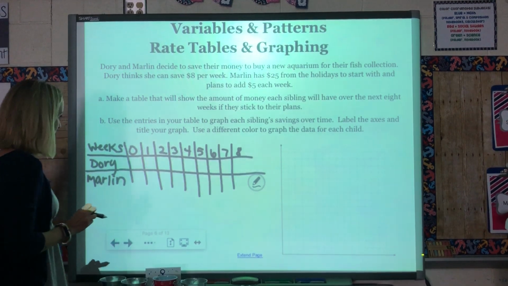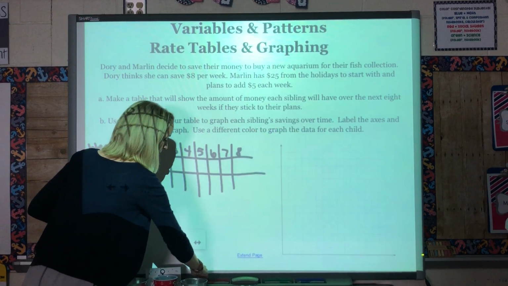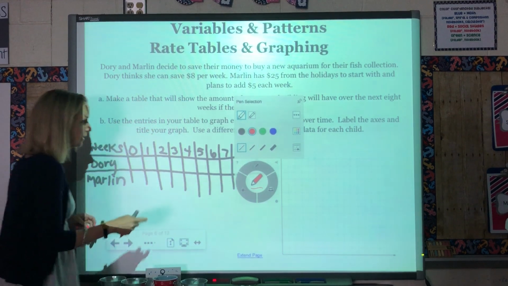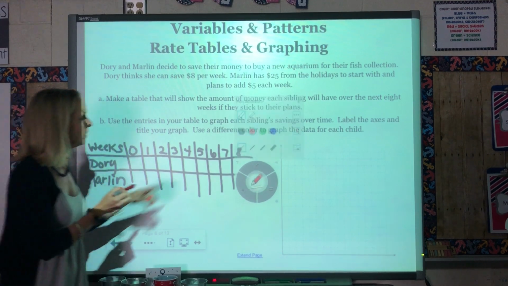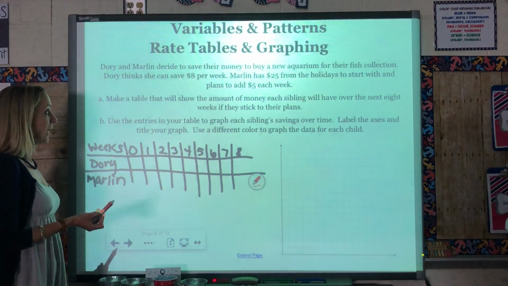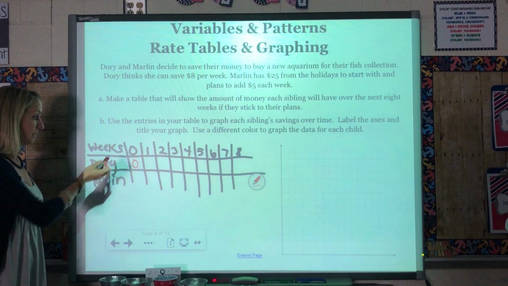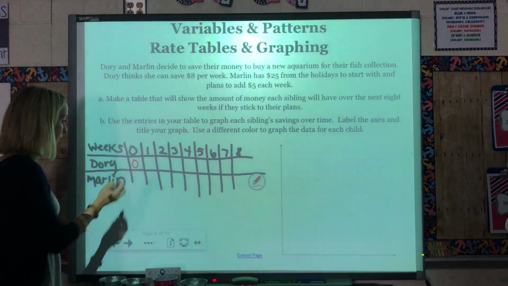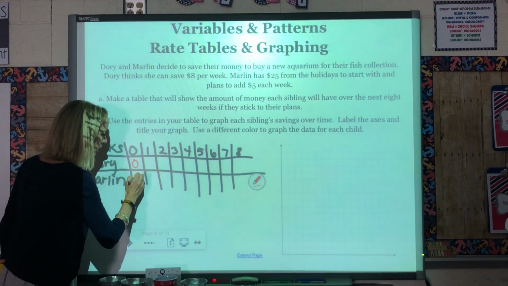We have 0 weeks. At 0 weeks, I know that Dory is not going to have any money yet. So Dory has $0 at 0 weeks. But Marlin had $25 to start with. So before they even begin saving, Marlin has $25.